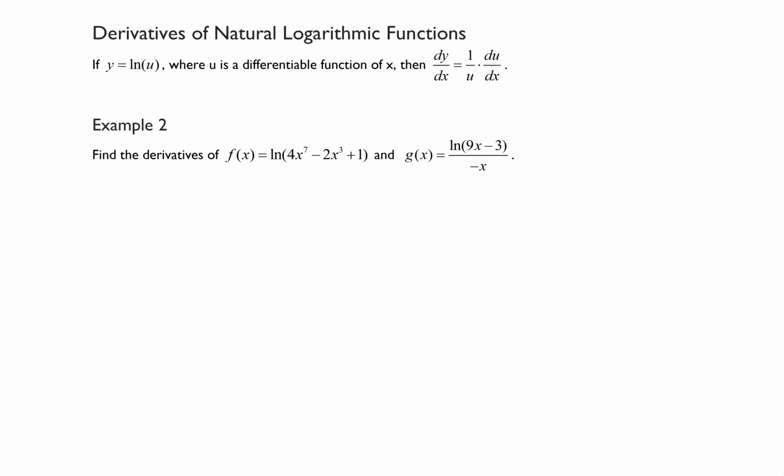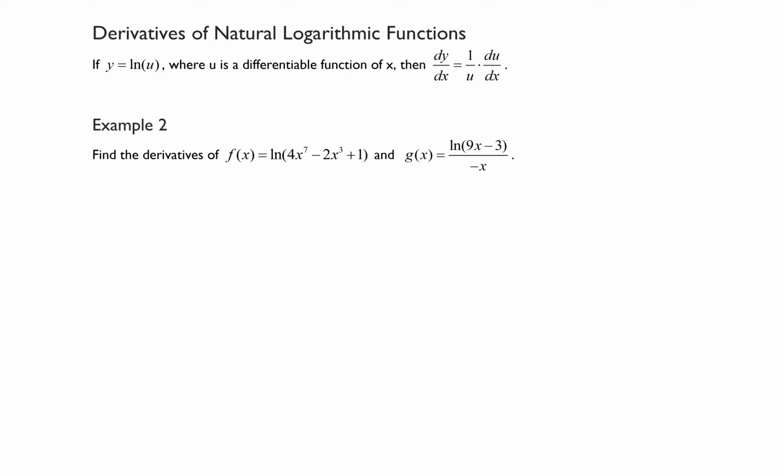So in the previous example, we saw things where we were taking derivatives of a natural log and inside the function was just x. If you are using functions where they're more complicated than just x, then we have to use chain rule. So if y equals the natural log of u, where u is a differentiable function of x, then the derivative is equal to 1 over u times du dx.